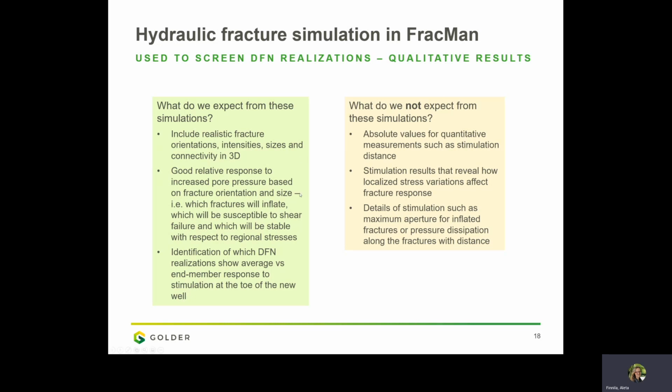But as I said, this is the question we really want to know: can we identify which DFNs, and how much variability we would expect from the stochastic realizations?